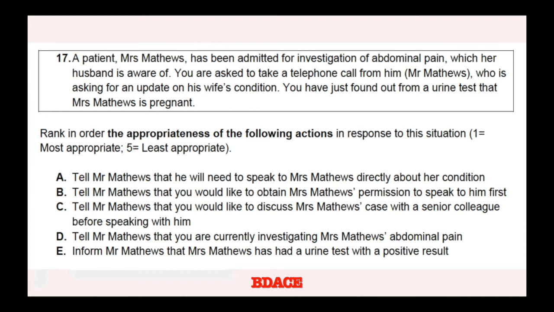So imagine the husband calls and says, tell me about my wife. All you're saying is, sorry, you need to speak to Mrs. Matthews directly about her condition. That comes off rude. You're not doing your job, and all you said to Mr. Matthews is go speak to your wife. So this shows how one option needs to be taken in isolation. It's not that you chose B, then you choose A. It's not a continuation of B. And that is why it is less appropriate than B and D.